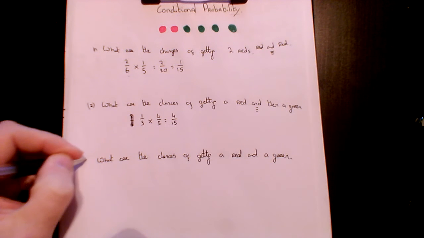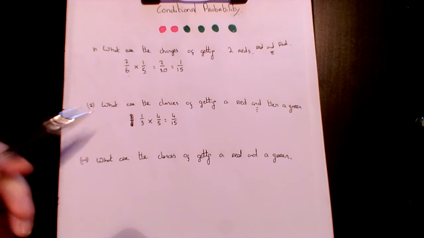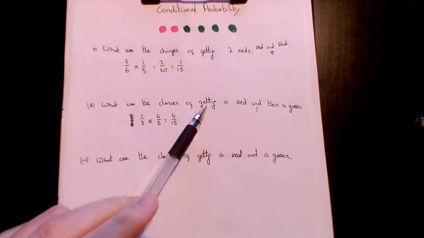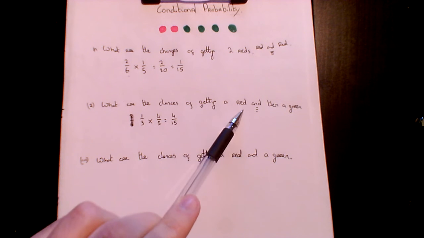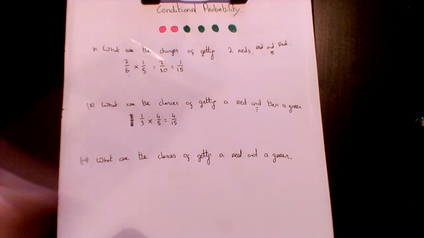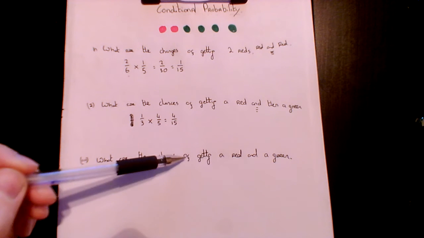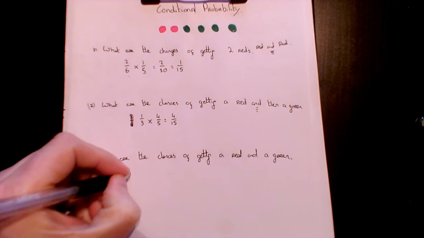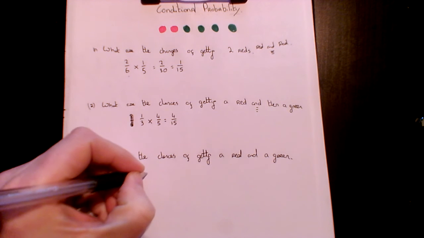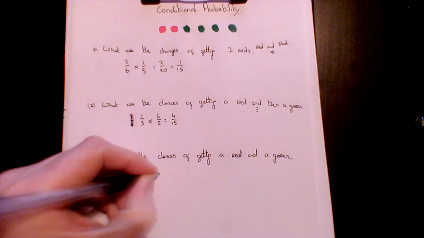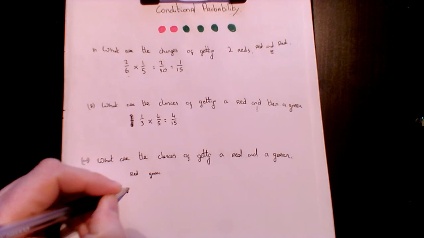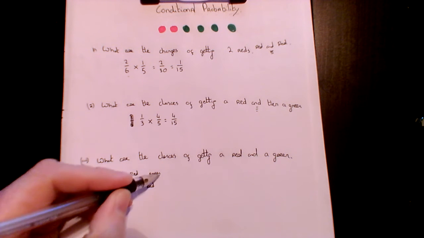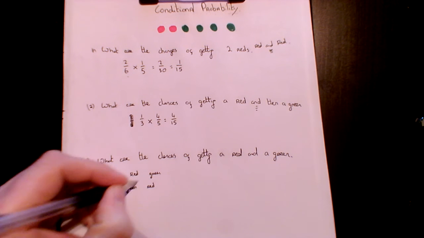Now the last one. What are the chances of getting a red and a green? Now that's different to this. This one here says what are the chances of getting a red first and then a green, whereas this one says what's the chance of getting a red and a green. So it can be in any order. So we could get a red and then a green, or we could get a green and then a red.